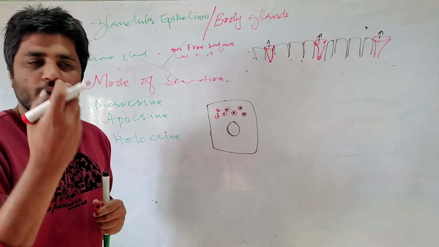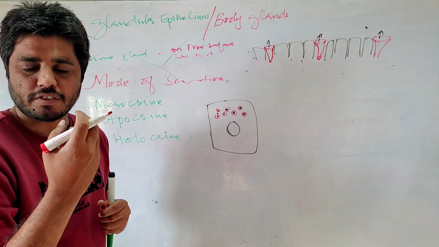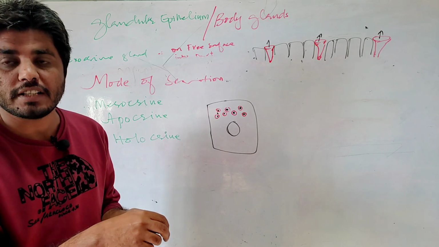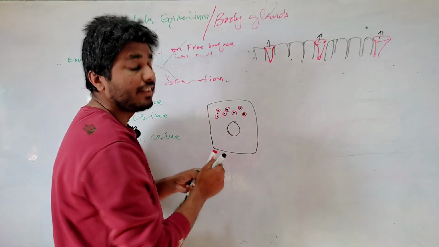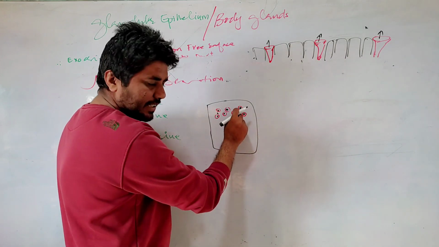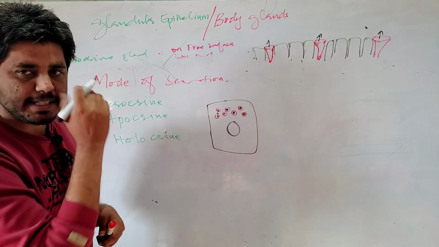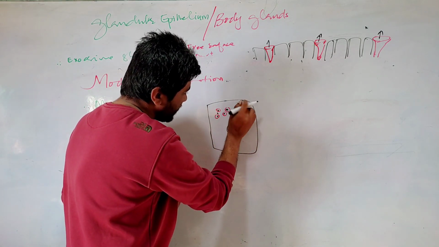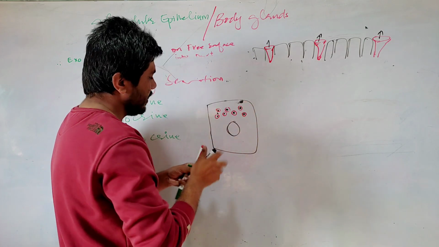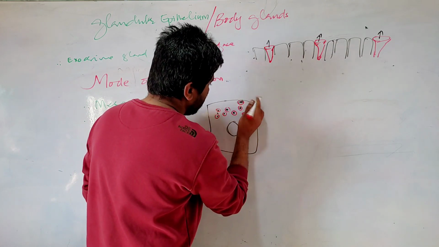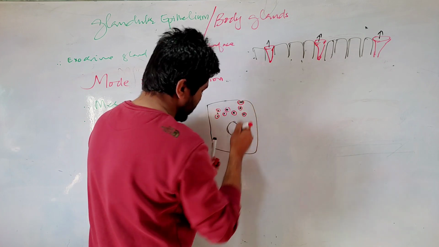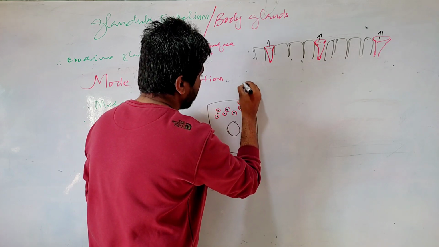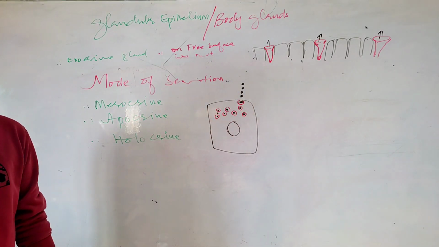You know exocytosis? What is exocytosis? Listen again carefully. This merocrine gland works by exocytosis. This product comes near to the cell membrane, attaches with this membrane, and the secretory granules come out from the cell. Like this, they follow this way of secretion.